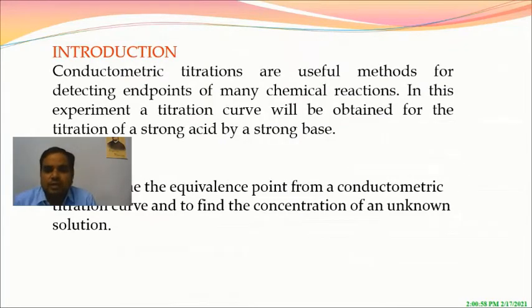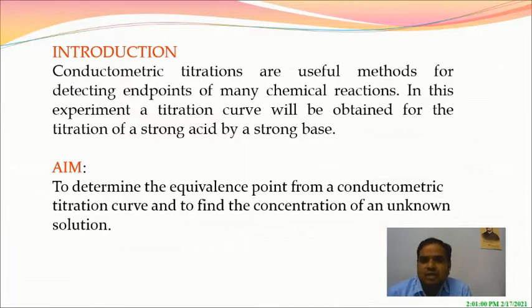Further, what is a conductometric titration? Conductometric titrations are useful methods for detecting endpoints of many chemical reactions. In this experiment, a titration curve will be obtained for the titration of a strong acid by a strong base. Conductometric titration is used to measure the amount of an analyte present in the given solution by measuring the change in conductance as a function of volume of titrant. Conductance is due to the movement of ions in the solution.